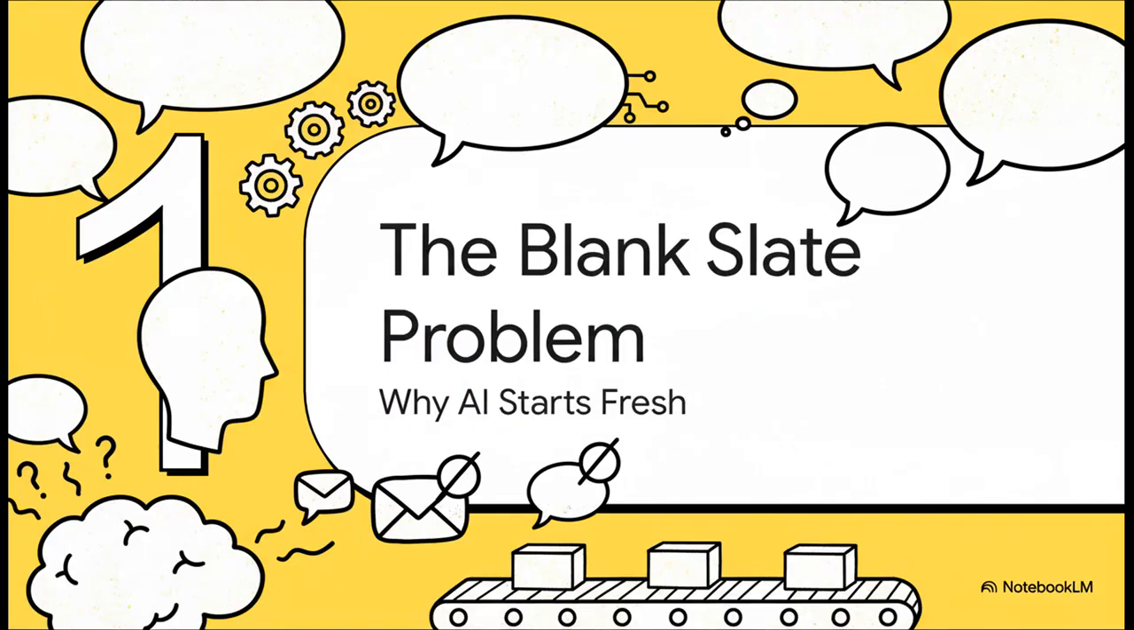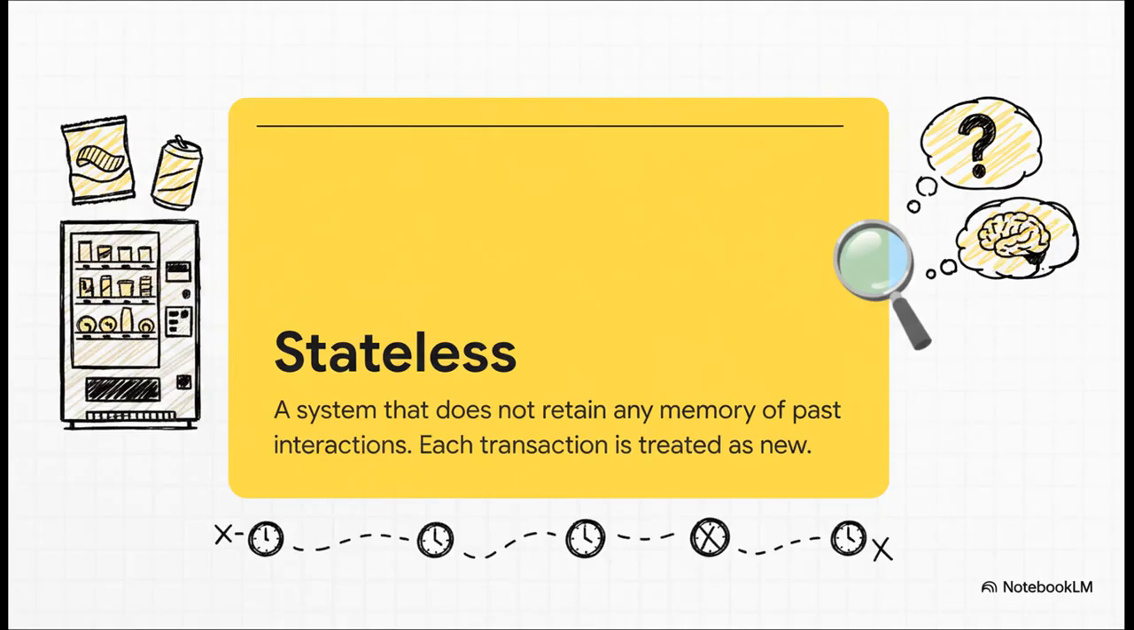Well, it all starts with what we can call the blank slate problem. And you gotta understand, this isn't a bug, it's a feature. It's how they're built. Every time you hit send on a message, the LLM has no clue who you are, what you just said, or anything you've ever talked about before. The technical term for this is stateless.